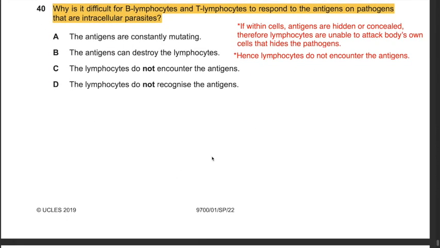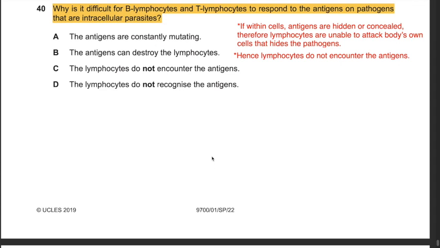Question 40. Why is it difficult for B lymphocytes and T lymphocytes to respond to the antigens on pathogens that are intracellular parasites? If they are within cells, antigens are hidden or concealed. Therefore, lymphocytes are unable to attack body's own cells that hide the pathogens. Hence, the lymphocytes do not encounter the antigens. And if you go to the answers A, B, C and D, the only answer that talks about this difficulty is answer C. The lymphocytes do not encounter the antigens.